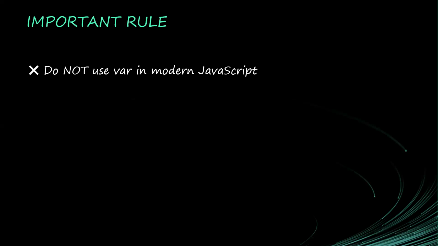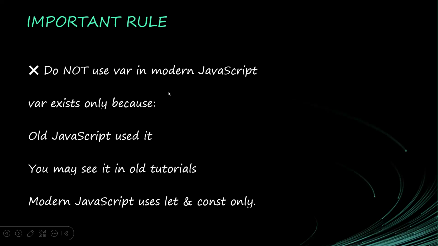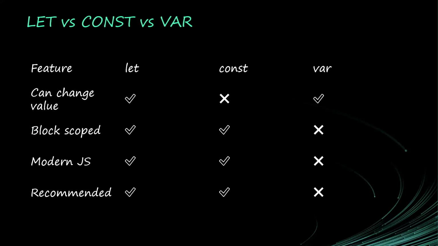All right. Important rule: do not use var in modern JavaScript. Don't you ever use var when you're declaring variables. Use the let keyword or the const keyword. var exists only because old JavaScript used it. We are now using the new JavaScript. You may see it in old tutorials, but don't use it in new JavaScript. Modern JavaScript uses the let keyword or the const keyword only.